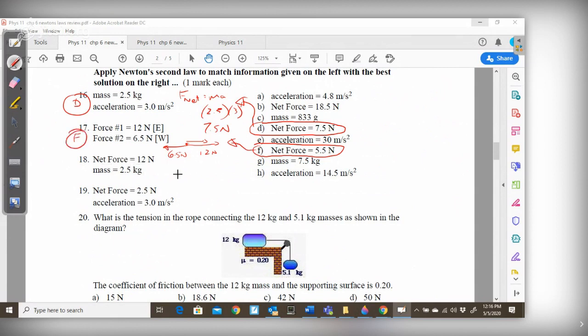Here we have a net force of 12 newtons and a mass of 2.5 kilograms. So acceleration is equal to net force divided by m. So we'll have 12 divided by 2.5. That gives us 4.8 meters per second squared. So that's our A.